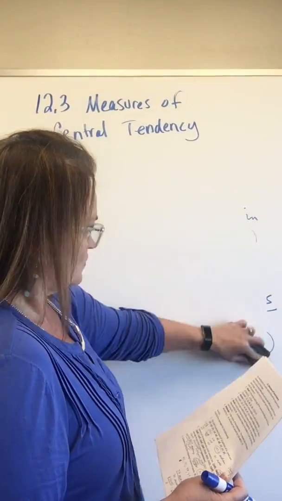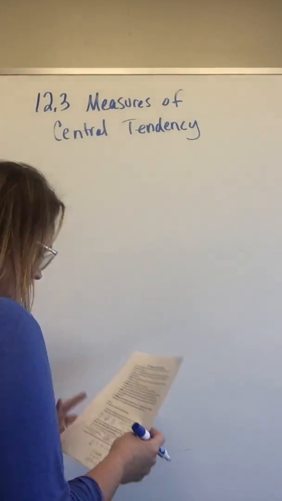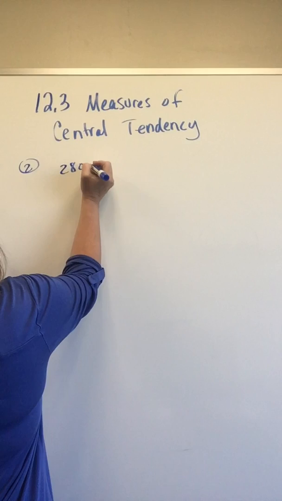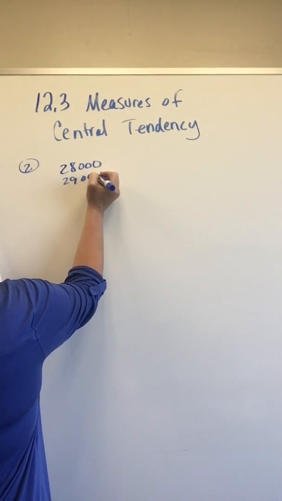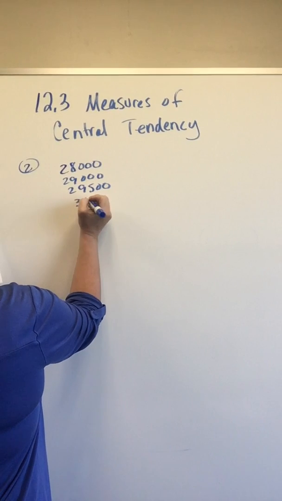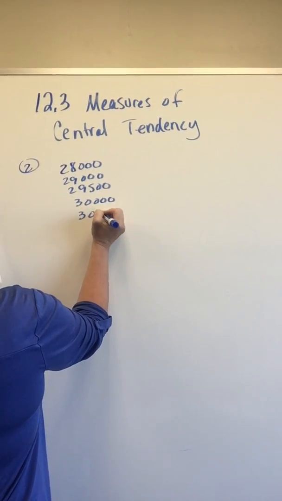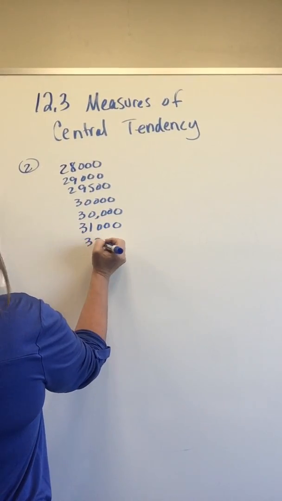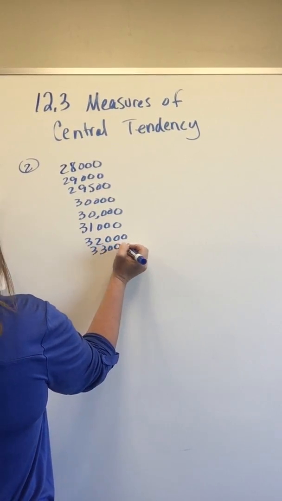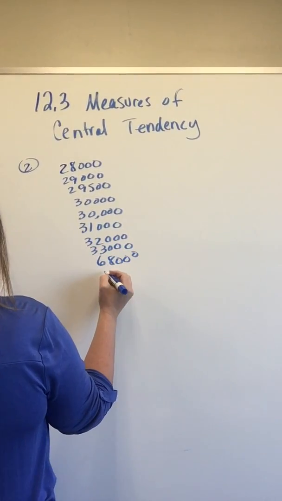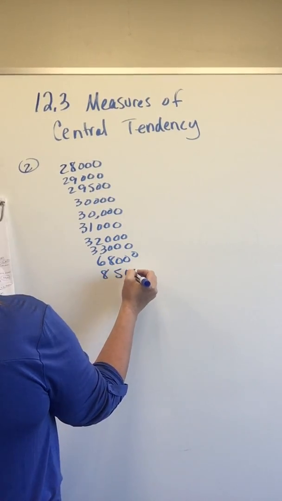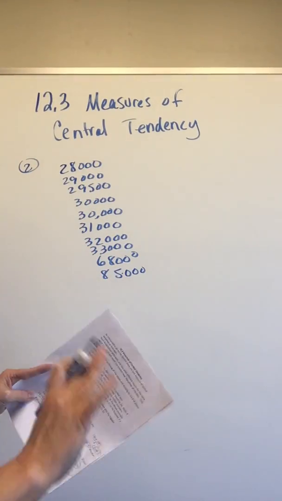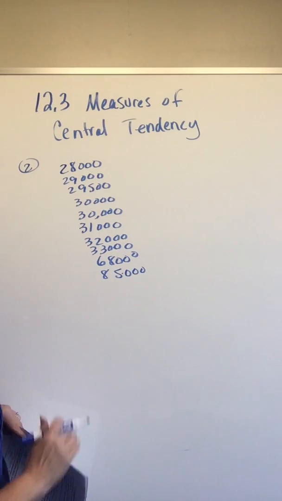Number 2, we have some salaries of a small company, and those are listed. I think there were 12 answers there. Again, number 2: 28,000, 29,000, 29,500, 30,000, 30,000 again, so I'd have a mode this time, 31,000, 32,000, 33,000, 68,000, big jump, and 85,000. 1, 2, 3, 4, 5, 6, 7, 8, 9, 10. There was 10 on this as well. All right, I thought there was 12, but there was 10.